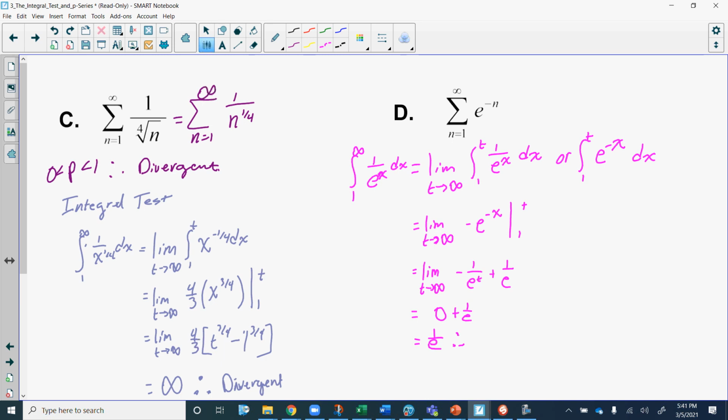This is going to be convergent because the limit approached a specific value, so therefore it converges by the integral test.